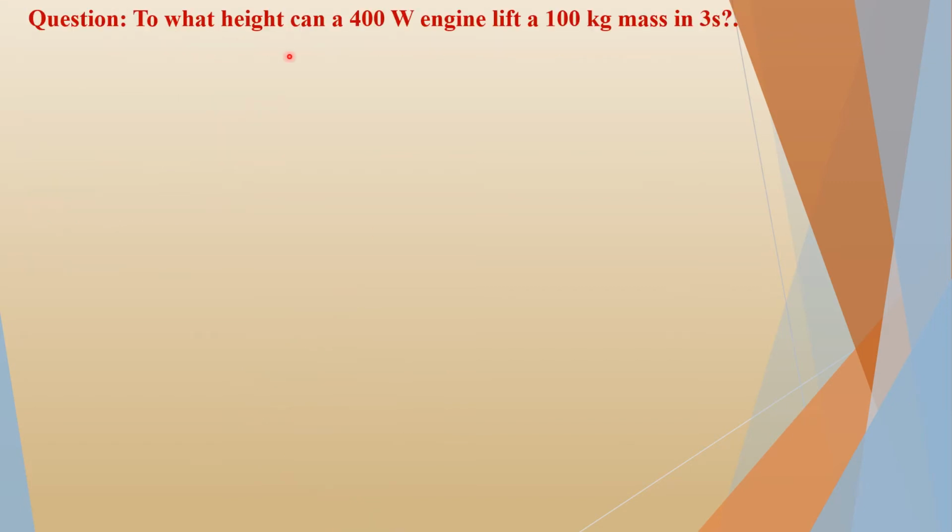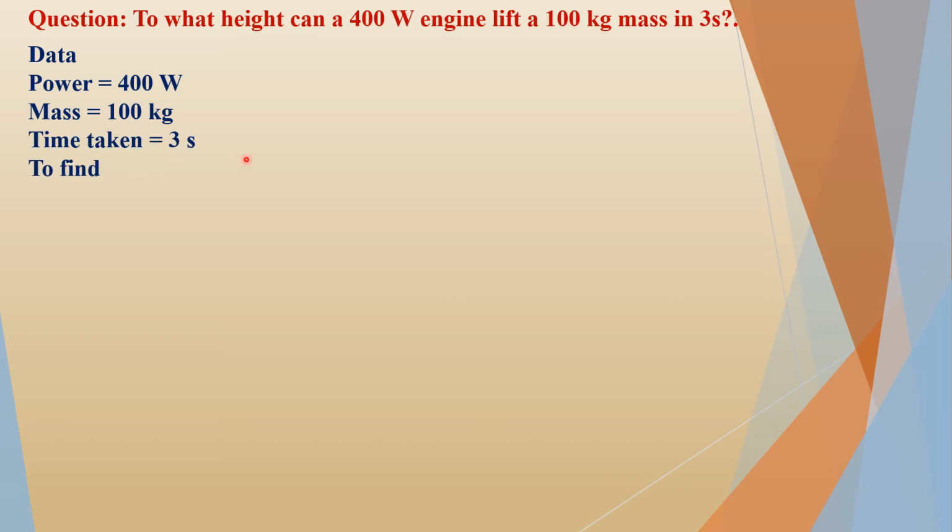Question. To what height can a 400 watt engine lift a 100 kg mass in 3 seconds? Data. Power is equal to 400 watt, mass is equal to 100 kg, and time taken is 3 seconds. We need to calculate height.